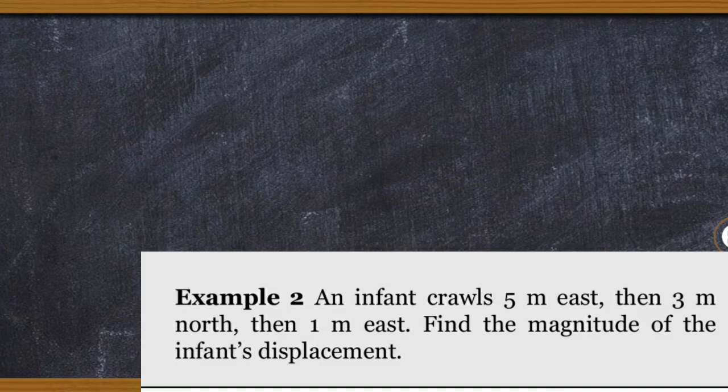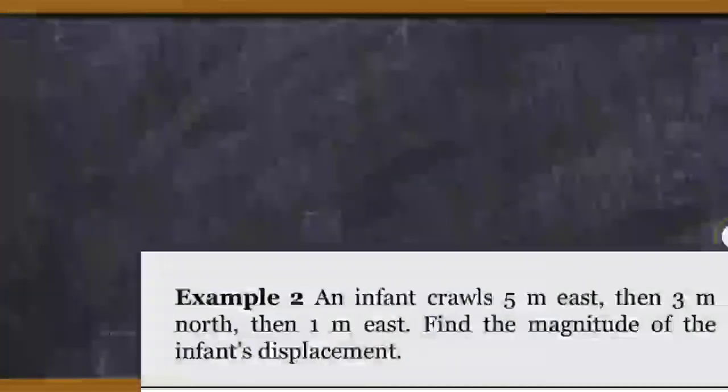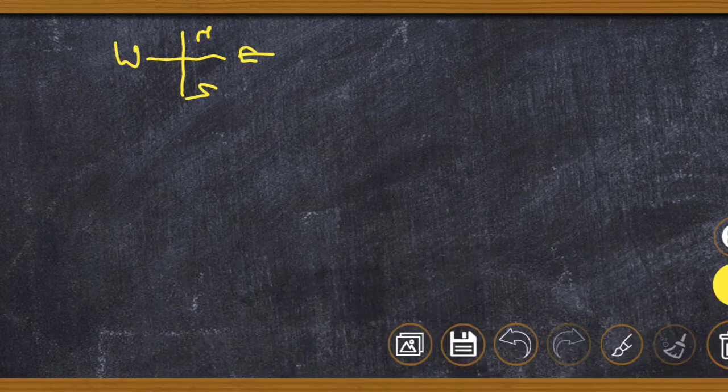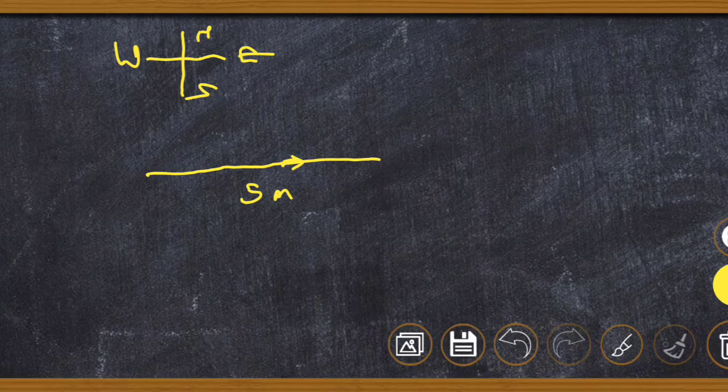Now let's take a look at this. It said an infant crossed 5 meter east. If you take a look at your cardinal points, this is my east, this is my north, this is my south, and this is my west. So the infant crossed 5 meter east. The distance moved by the infant is 5 meter along the eastward direction like this. So we have 5 meter east. Now, 3 meter north simply means, and one thing about the vector, since this is a vector.